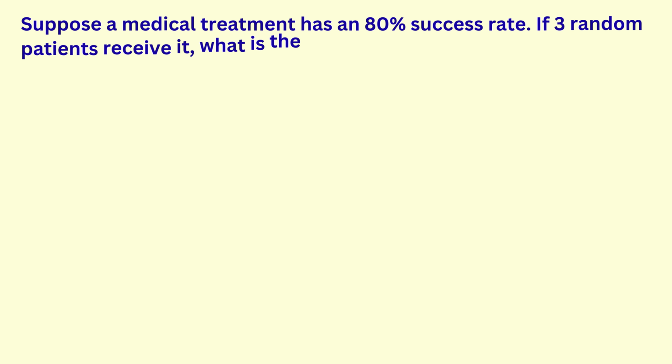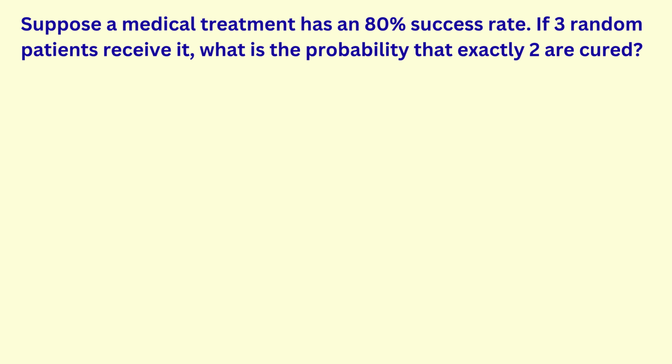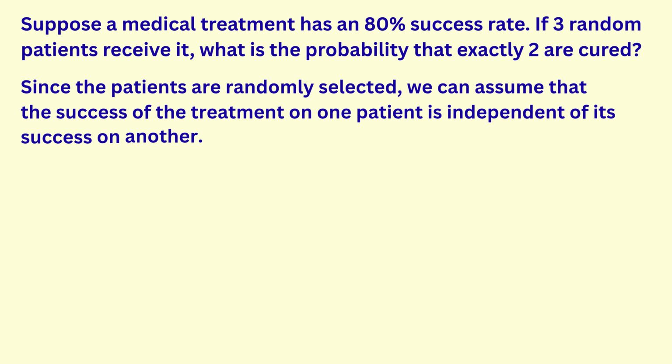Suppose a medical treatment has an 80% success rate. If 3 patients receive the treatment, what's the probability that exactly 2 are cured? Since the patients are randomly selected, we can assume that the success of the treatment on one patient is independent of its success on another.